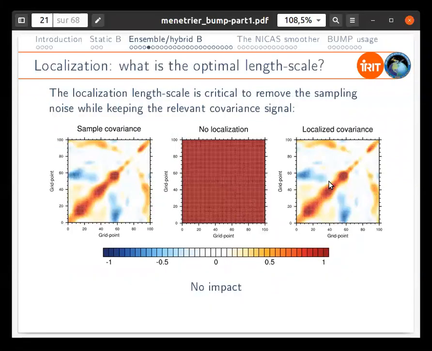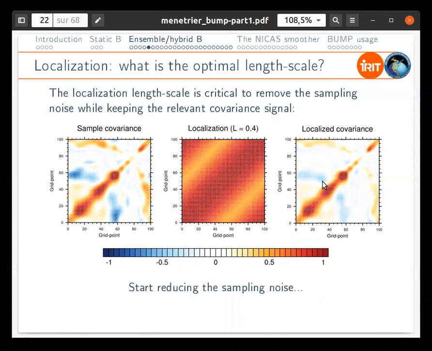So now the big question is, what is the optimal localization length scale? It's really critical because we can see here on the left panel, it's still the sample covariance computed with 10 members. In the middle, it's the localization matrix, but here it's 1 everywhere. So it's basically no localization because we are multiplying all the elements of the sample covariance by 1. So we get the same thing on the right.